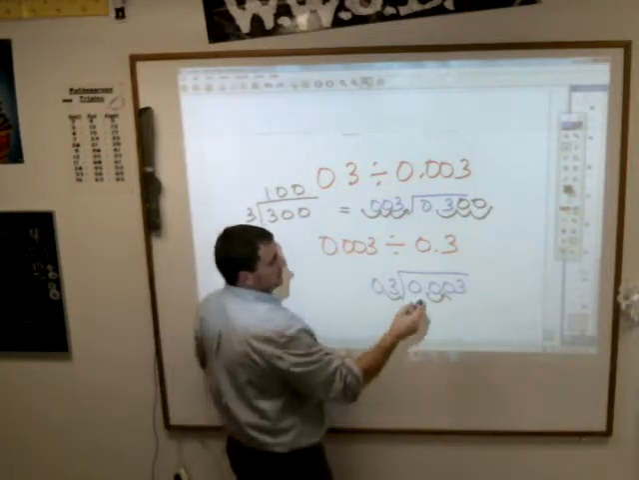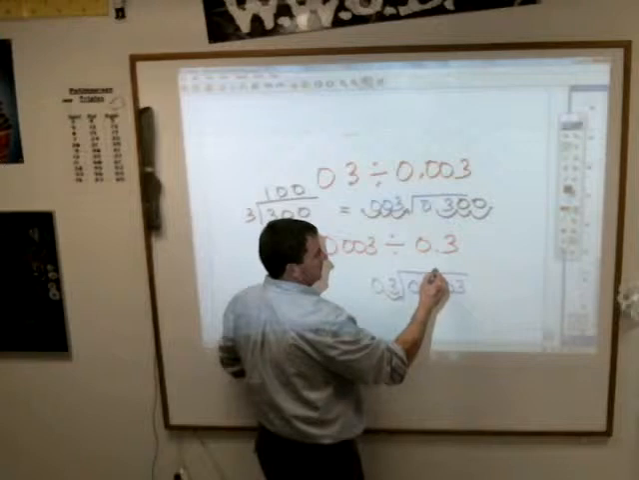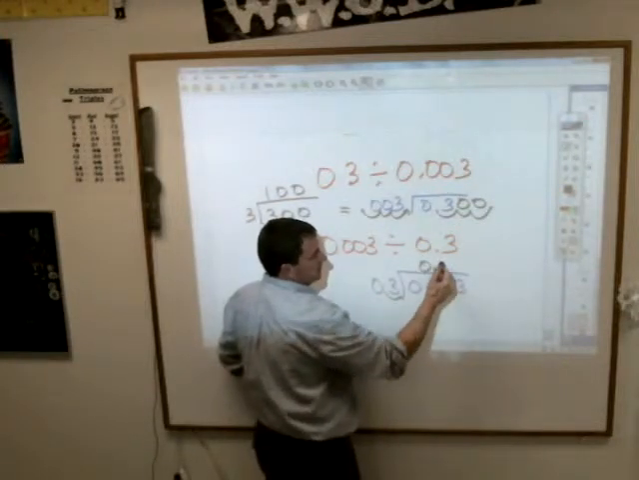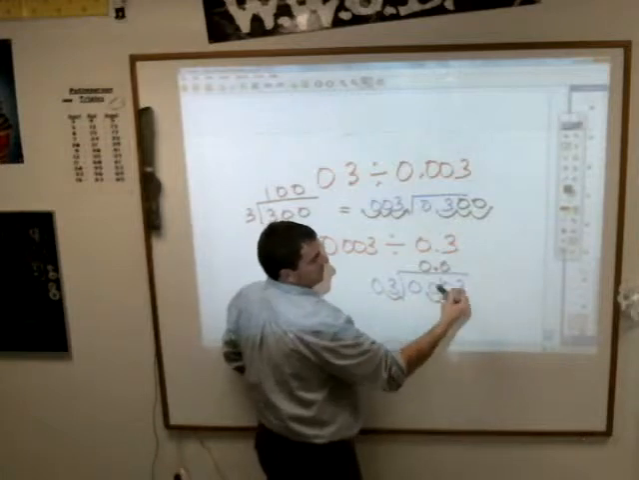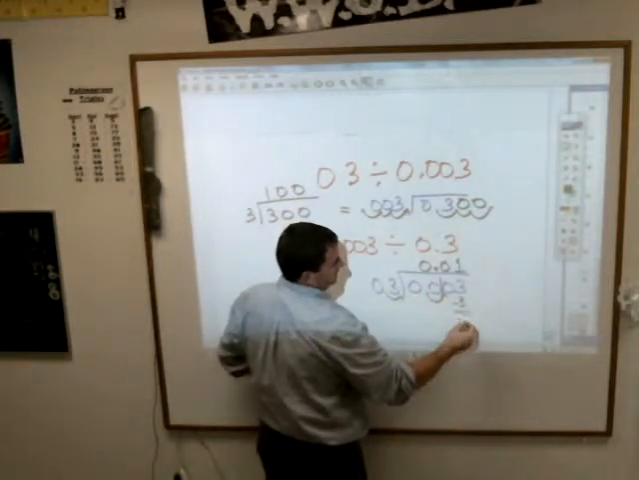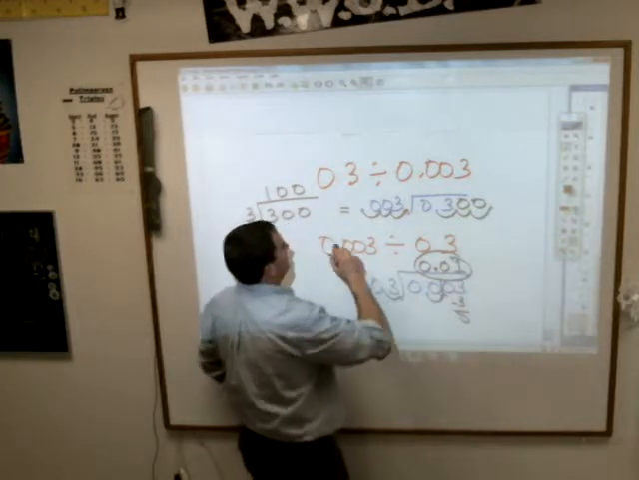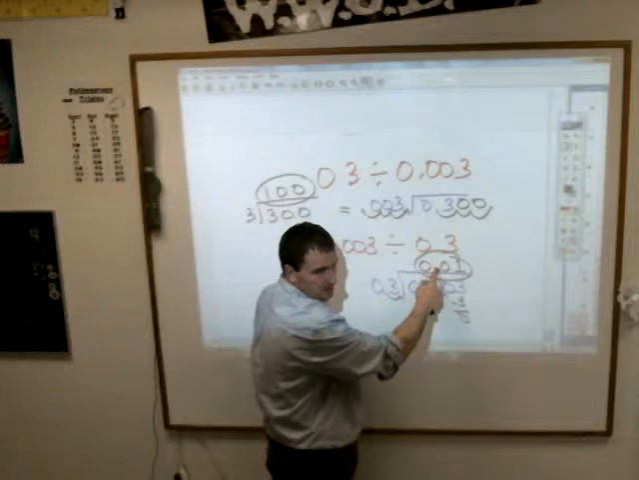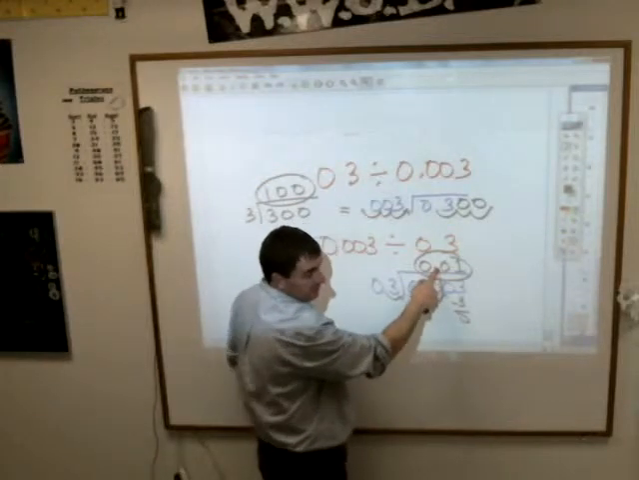Okay, what do you do with the decimal here? You're just going to have to bring it straight up here. 3 doesn't go into 0. 3 doesn't go into 0. 3 goes into 3 one time. So interestingly enough, the answer to this one is 100. The answer to this one is 100th.